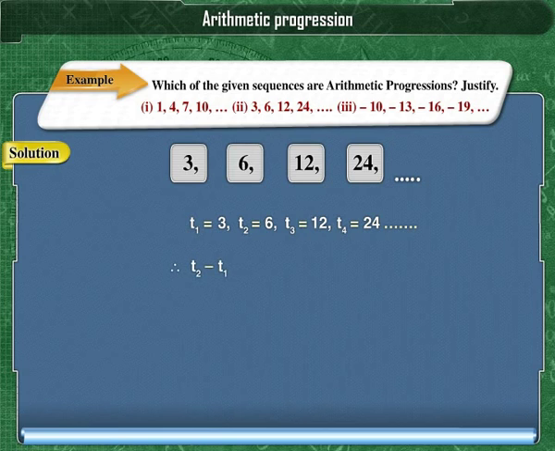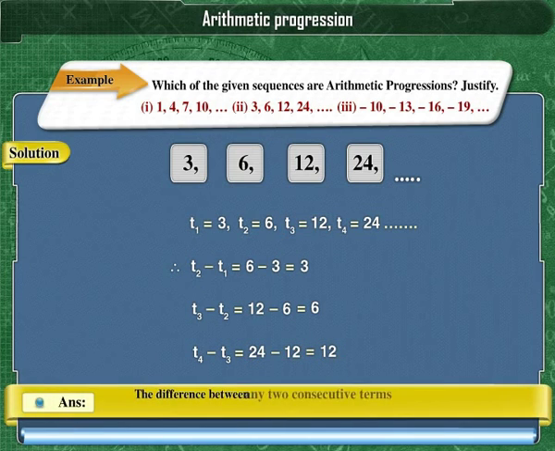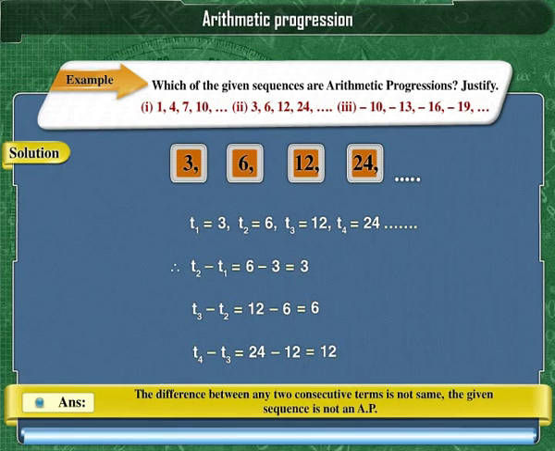Here, T2 minus T1 is 6 minus 3, which is 3. T3 minus T2 is 12 minus 6, which is 6. T4 minus T3 is 24 minus 12, which is 12. Thus, the difference between the consecutive terms 3, 6, 12, and so on is not the same. Therefore, the given numbers are not an AP.